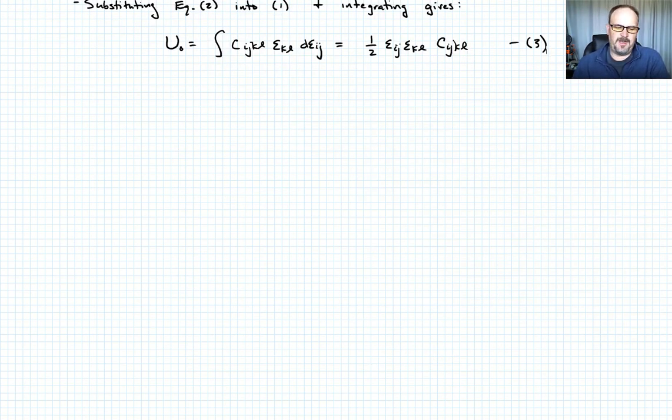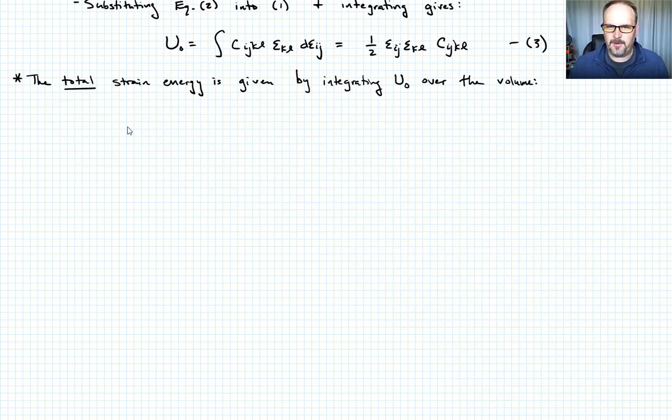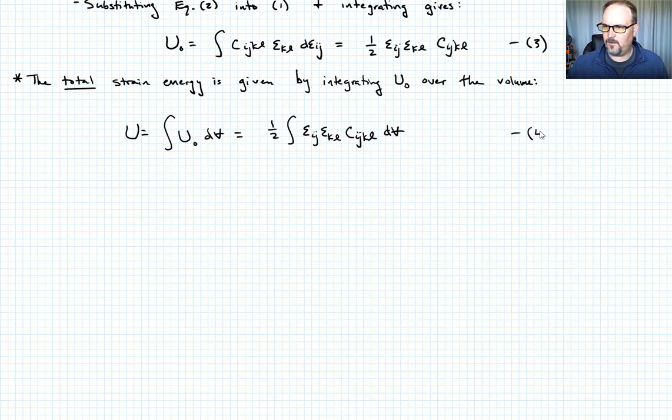The total strain energy in the body is given by integrating that quantity, U naught, over the volume. When we do that, we end up with U equal to the integral of U naught dV, which is going to be equal to 1/2 times the integral of epsilon ij epsilon kl C ijkl dV. Call that equation 4.